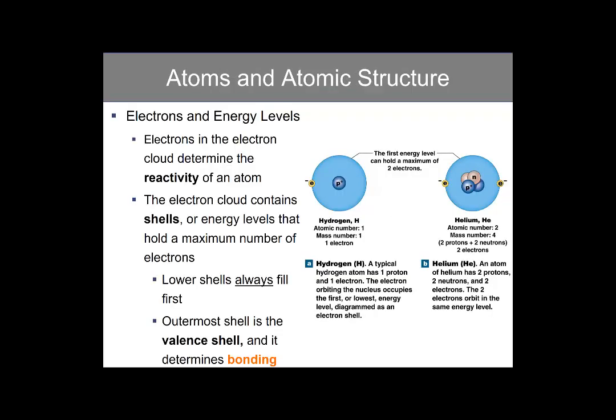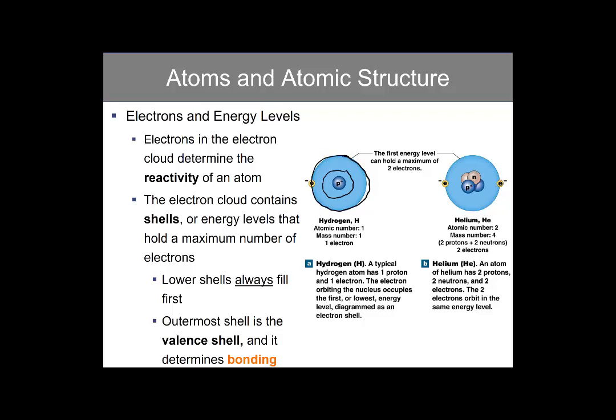Electrons and energy levels. Electrons in the electron cloud determine the reactivity of an atom. Remember that electrons orbit the nucleus of an atom within the electron cloud. The electron cloud contains shells, so you have various levels of shells surrounding the nucleus of the atom.